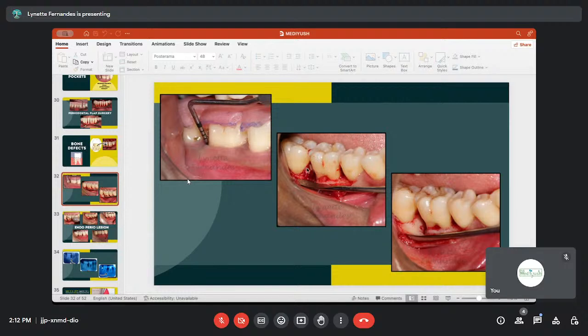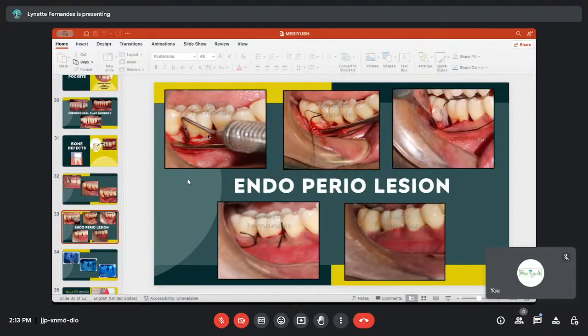Again, this area was debrided because of the presence of all these agents here. Cleanly debrided, you can see a nice defect. We probe that defect, and it's going up to 10 mm into this defect. So what we do is we put bone graft.